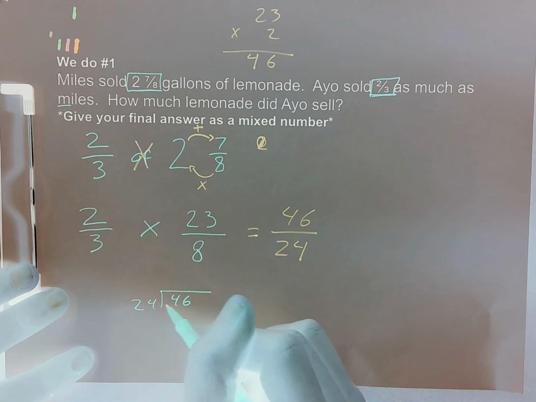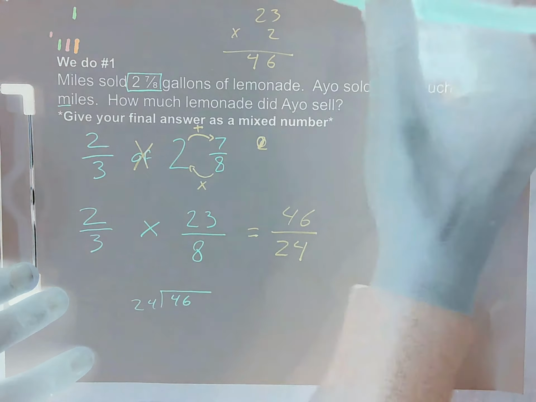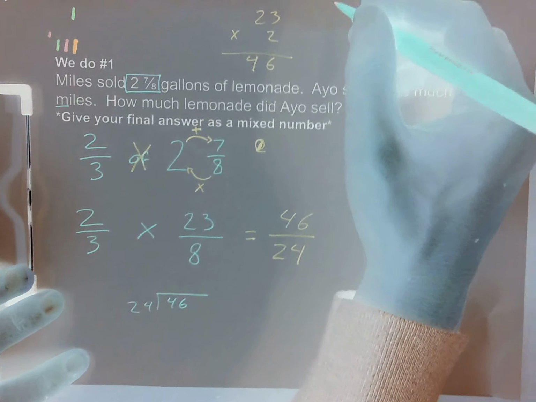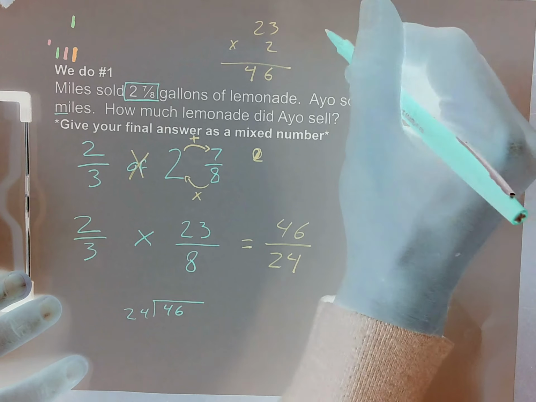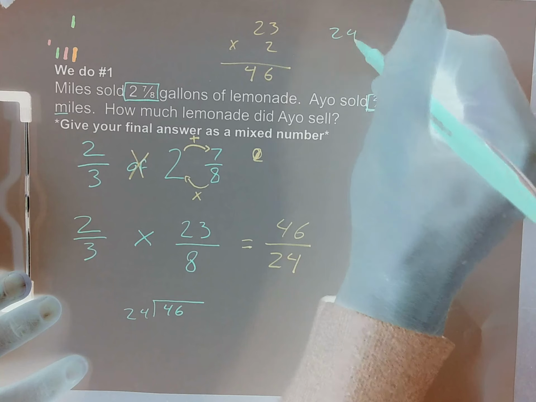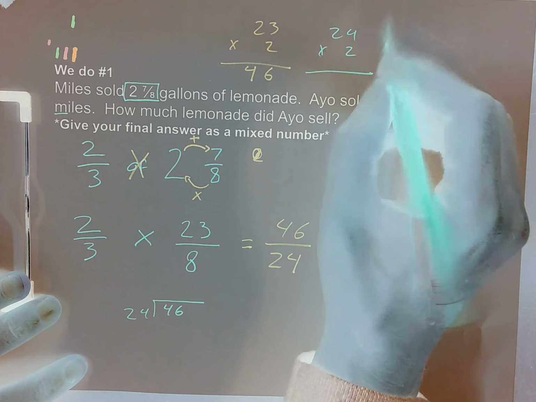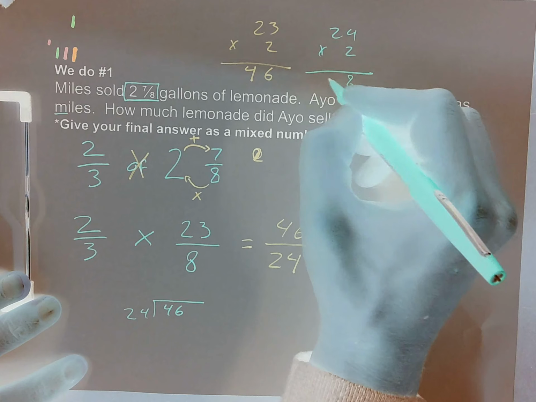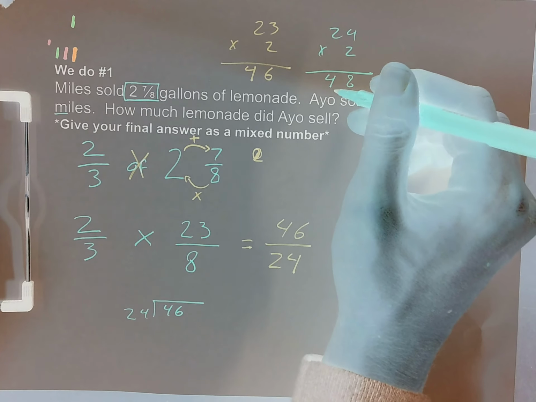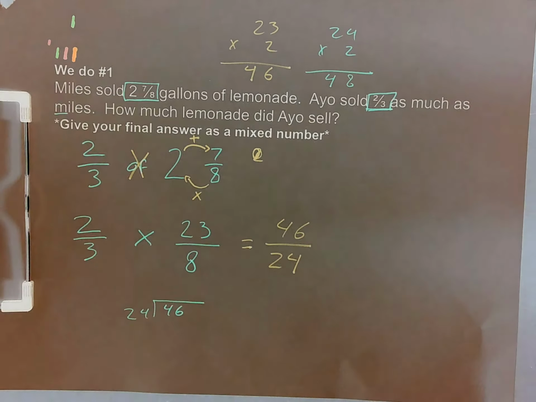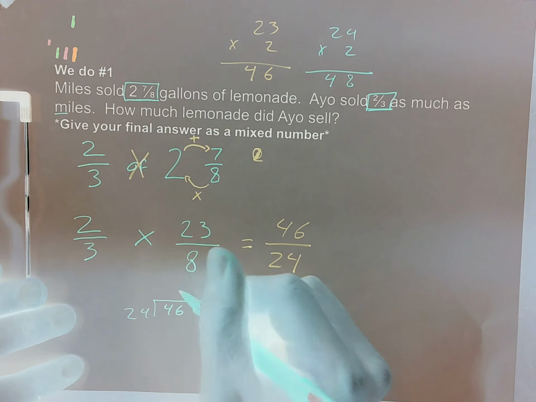24 goes into 46 at least one time. Let's double check if 2 times is too many. Let's multiply 24 times 2 and see if that's larger than 46. 4 times 2 is 8. 2 times 2 is 4. So 24 times 2 would get me 48, which means that 24 can only go into 46 one time.